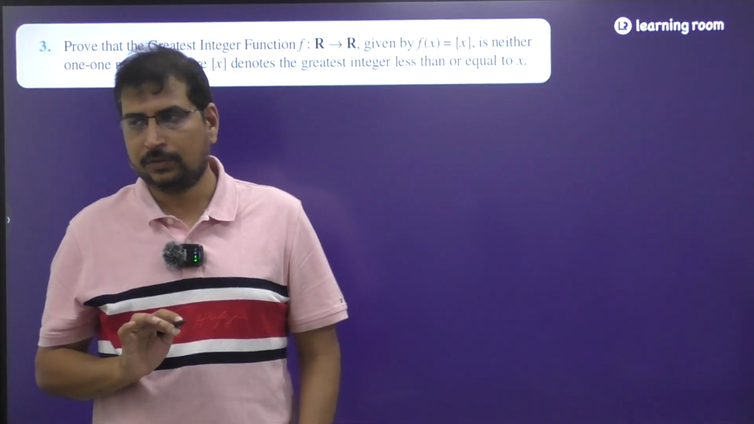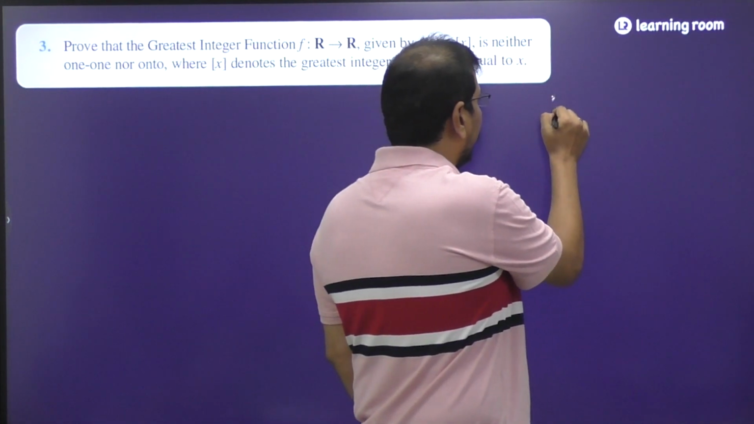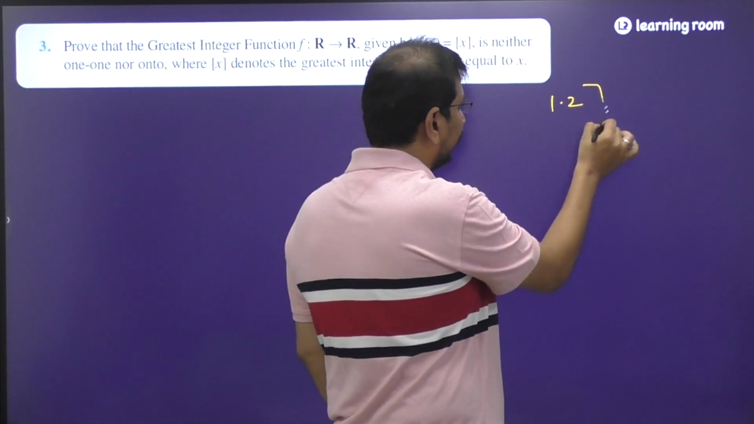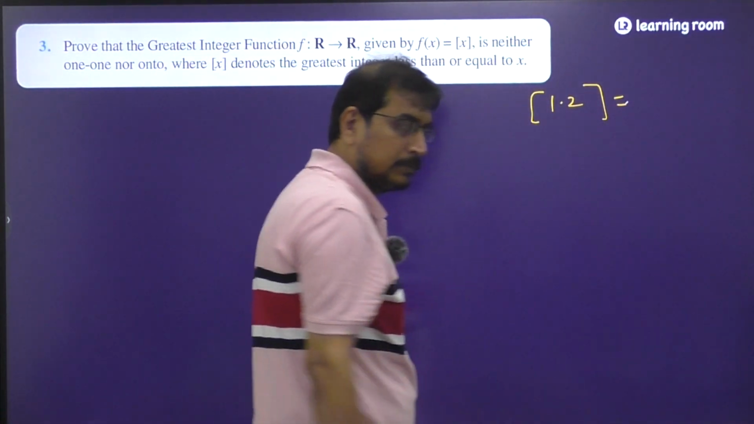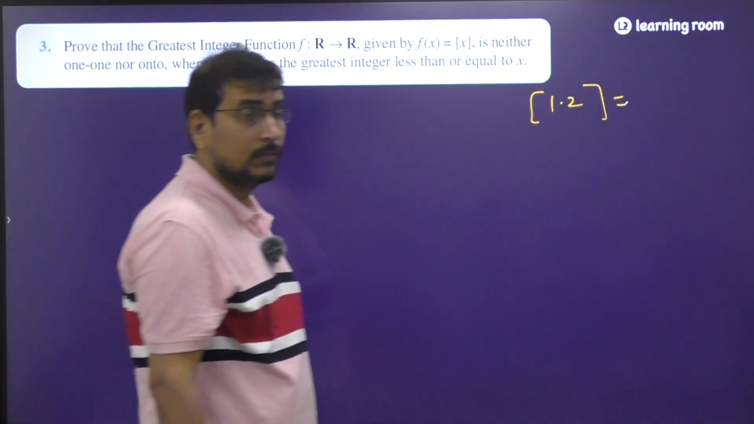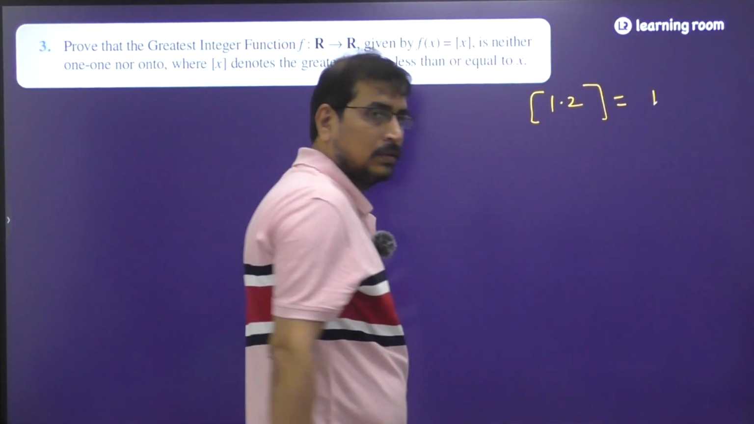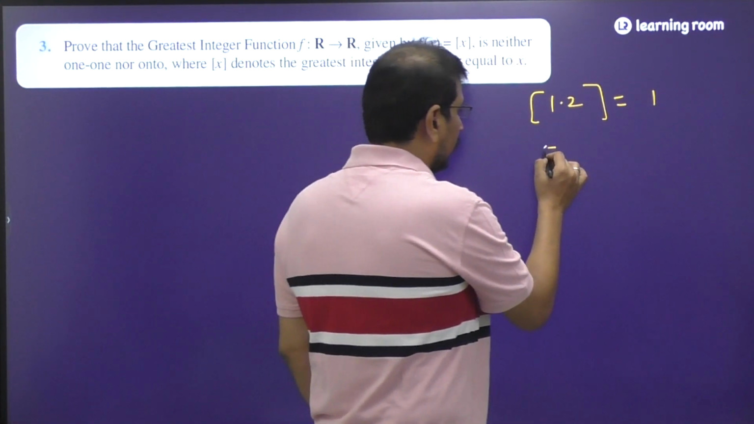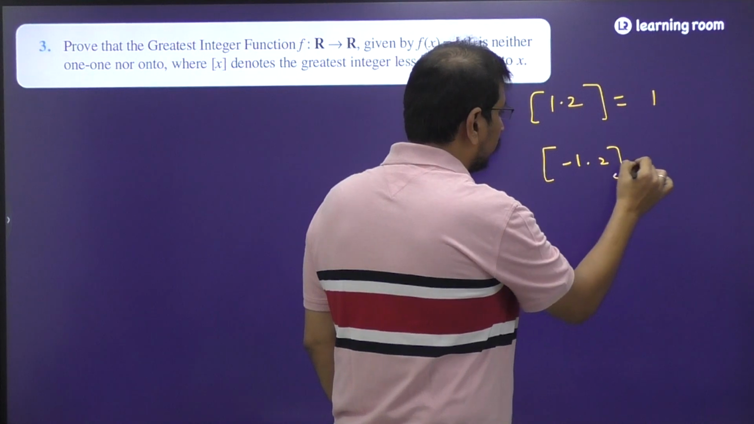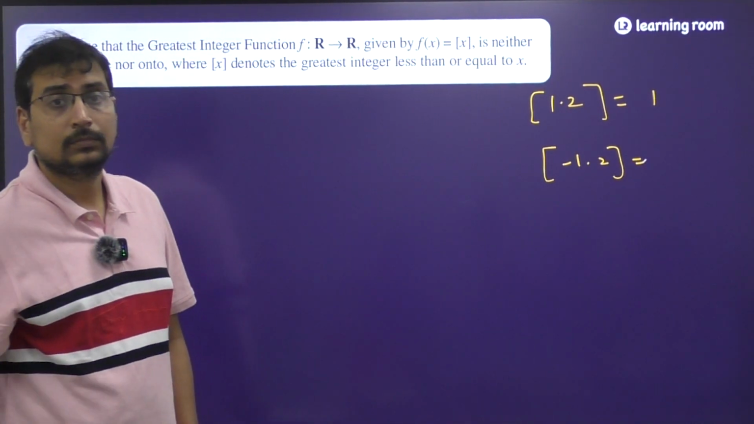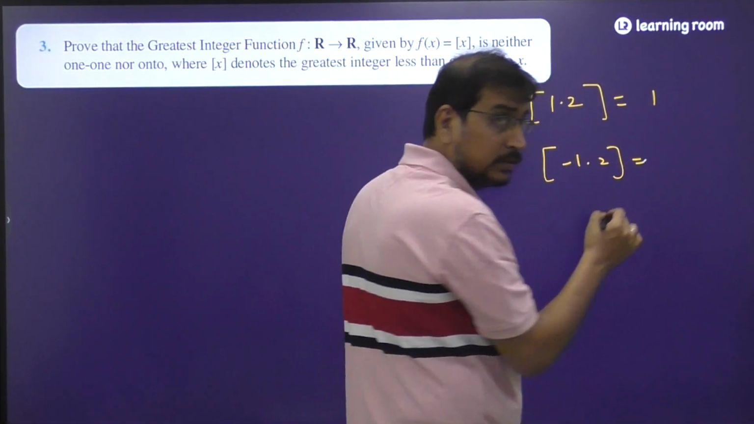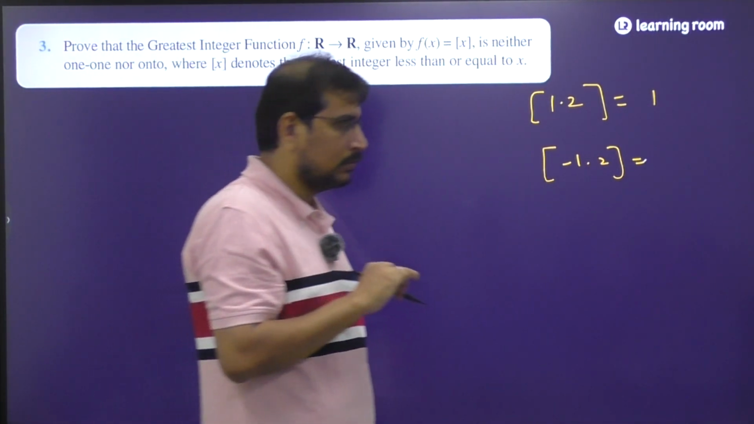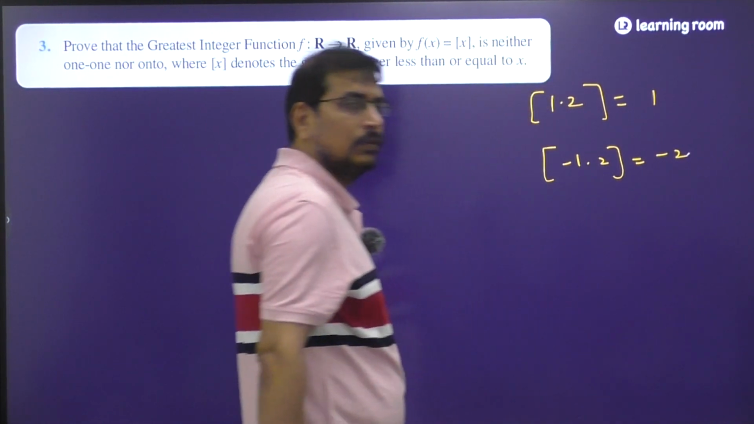Let's take a number for instance. Okay, I take a number 1.2 and I put a box around this and ask you what is the answer for it. What will you say? How did you get it? Nearest number. Minus 1.2. Minus 2 or 1 now? Sure. Okay, minus 2. But how did you get it?